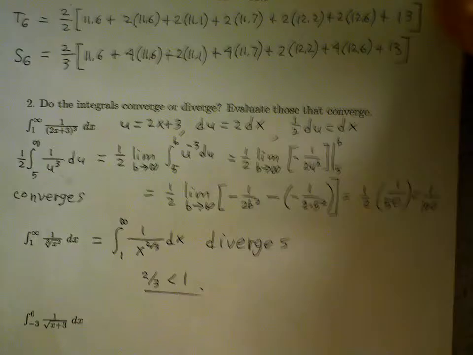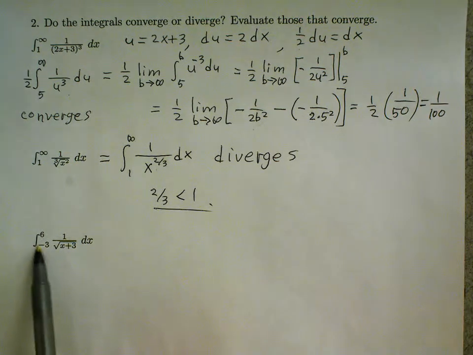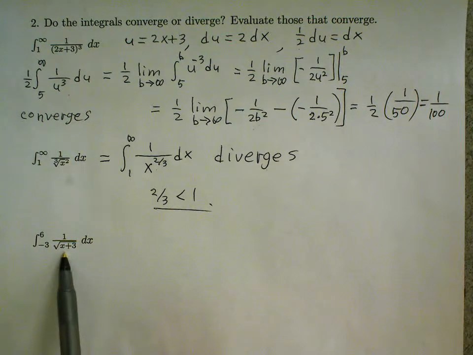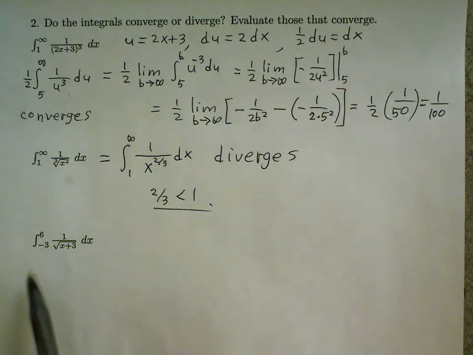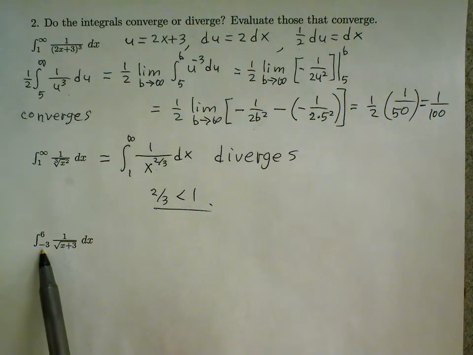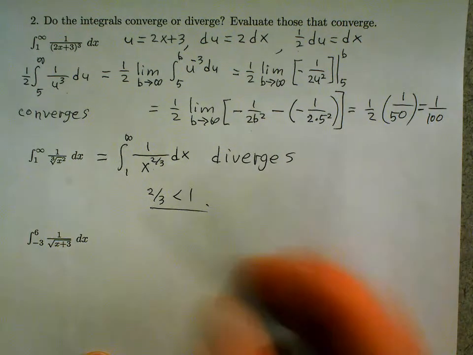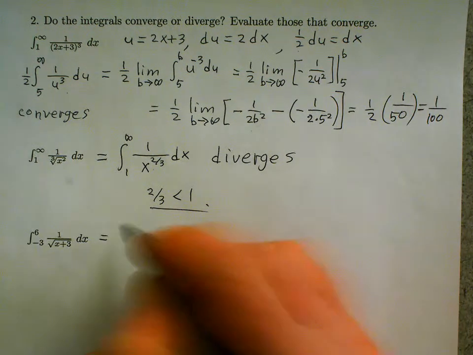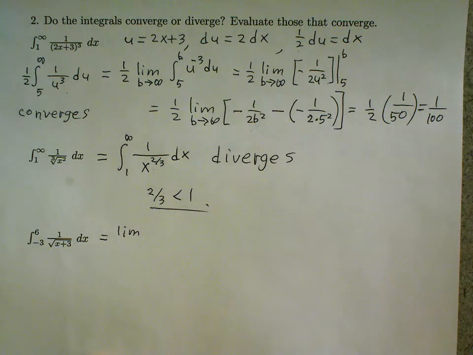Okay, the next example is also an improper integral. Even though the interval from -3 to 6 is a finite interval, the integrand, 1/the square root of x plus 3, is not defined when x is -3. So we'll see if we can determine what the value of this is.